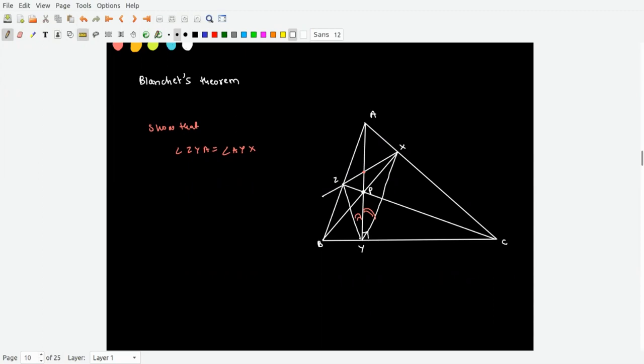So you want me to extend ZX? Yes, and intersect BC. Okay, what do you want me to call this? Call it J. No, T. Fine, J. And call the intersection of the angle bisector and ZX to be K. So we need to prove that J, K, Z, X is a harmonic bundle.